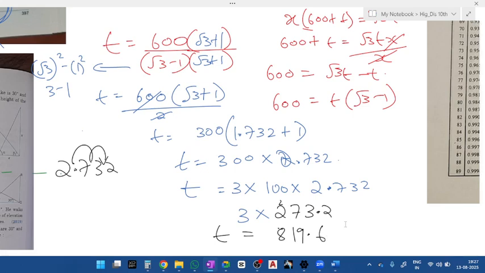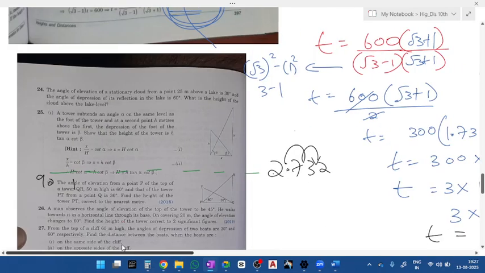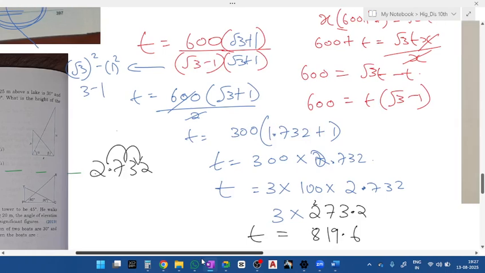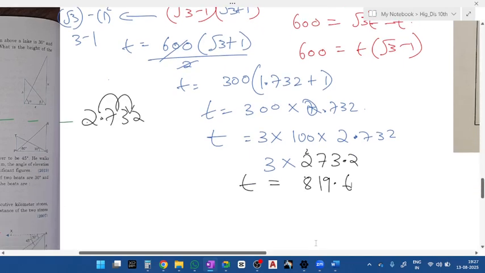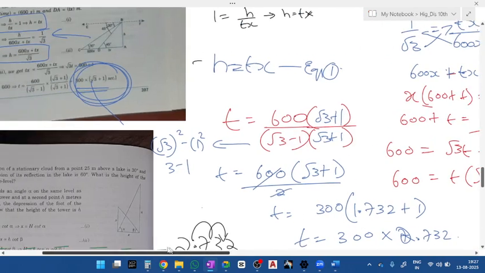Let me check the answer. 819. Which question is this? 23rd. Okay, 13 minutes 40 seconds. This is the distance, students. 819.6 is the distance. So we have to find the time now. Look at this time.